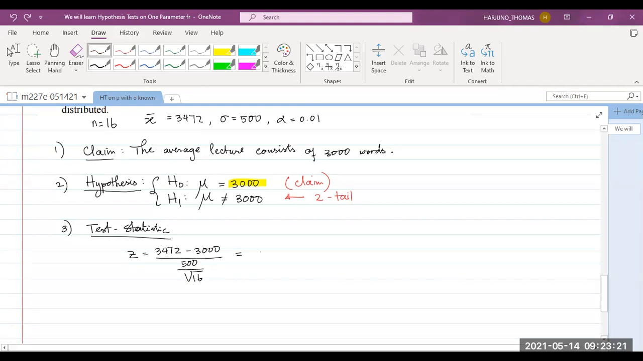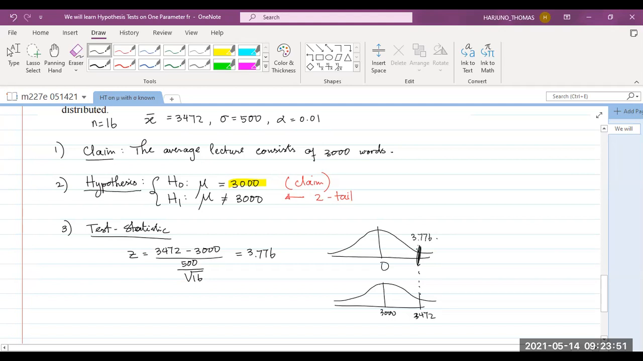I get 3.776. That's my z-score. It means if we have a standard normal distribution, where mu equals 0 corresponds to 3,000 words, then 3,472 corresponds to 3.776 in our standard normal distribution. Okay, that's the test statistic.